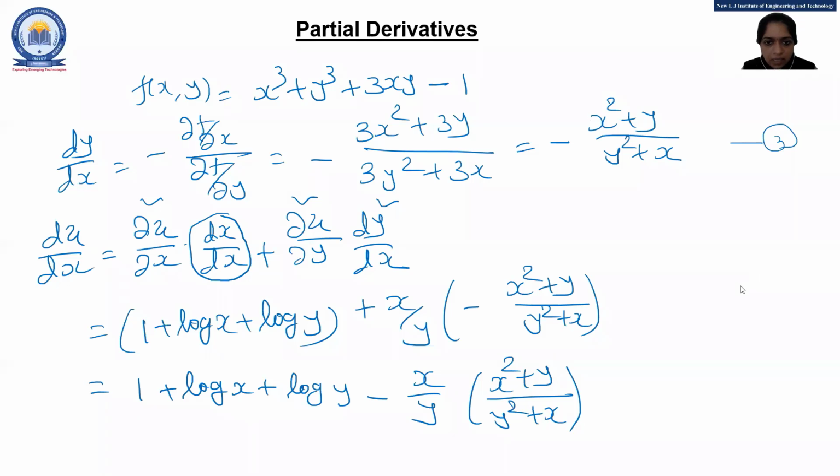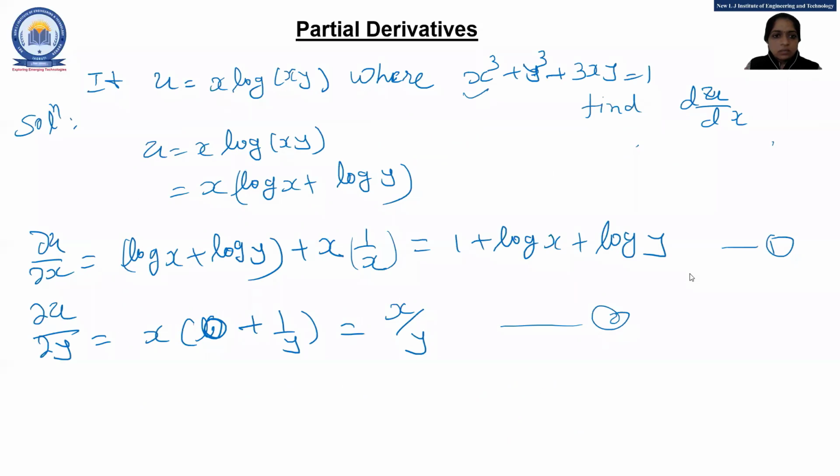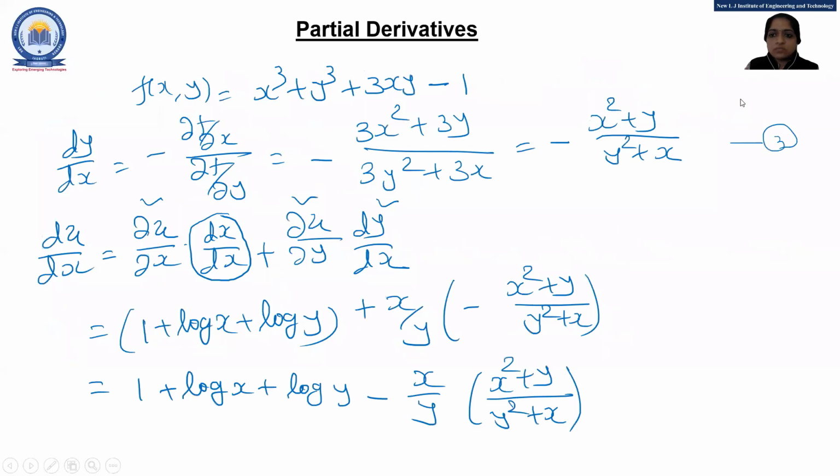Ma'am, can you explain dx1 again? I couldn't hear due to net issue. Okay, Devanshi. In this example, our given equation is u, and we want to find du by dx. The formula of du by dx is del u by del x into dx by dx plus del u by del y into dy by dx, because here u depends on x and y, and y also depends on x. So as per the total derivative rule, this is the formula.